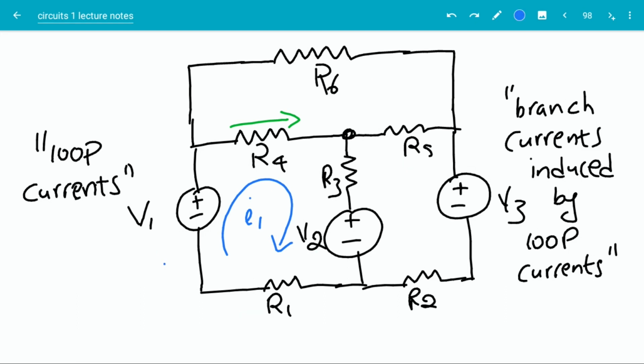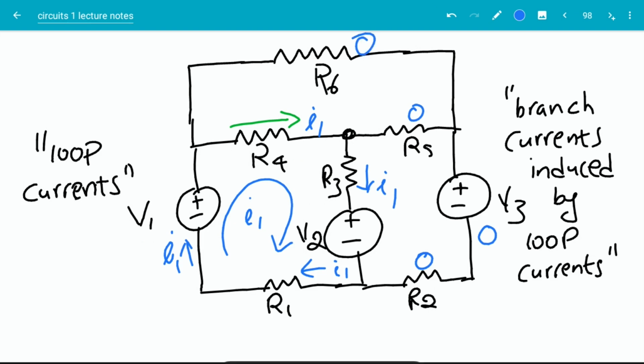So if I calculate the branch currents induced by I1, I get I1 here in this direction, I1 here in this direction, I1 here in this direction, I1 here in this direction, and 0 here, 0 here, 0 here, 0 here, because at this point there are no loop currents flowing through R5, R6, R2, and V3. I did not specify any direction for the zero currents because when the current is zero, the direction does not matter. However, we can give them a direction. Again, it does not matter.